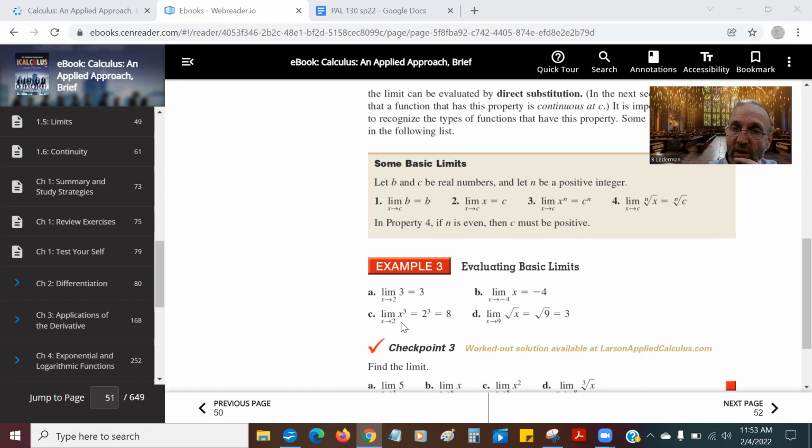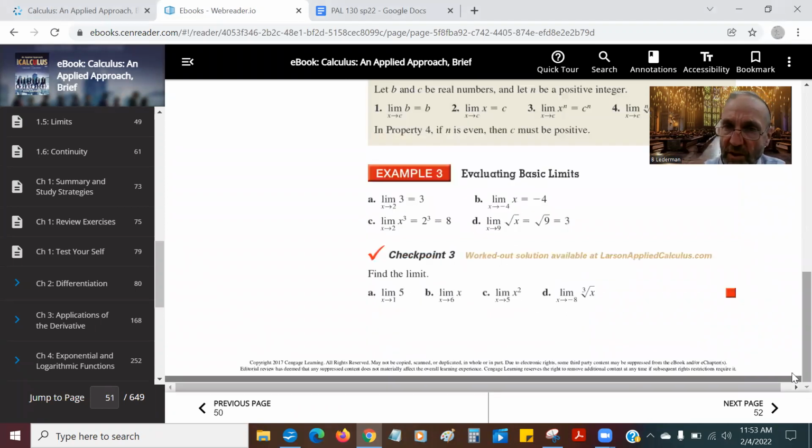Here I take 2, stick it into the x, I get 2 to the third, which is 8. So sometimes you can just take the limit number and plug it in. Sometimes you cannot just plug it in because it might be a case of being undefined or so forth like that. But there are certain simple cases where you can just plug it in.